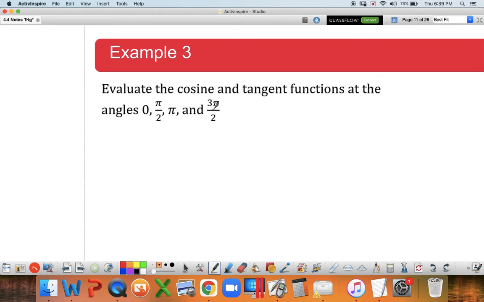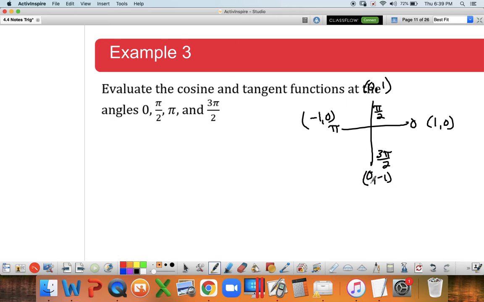Okay, example 3 wants us to evaluate the cosine and tangent functions of these main angles here, right, that are on our unit circle. So if you have a unit circle out, I recommend getting it. It's a nice reference to have here. We got 3 pi over 2, right? My coordinate points here, I have 1, 0, 0, 1, negative 1, 0, and 0, negative 1.